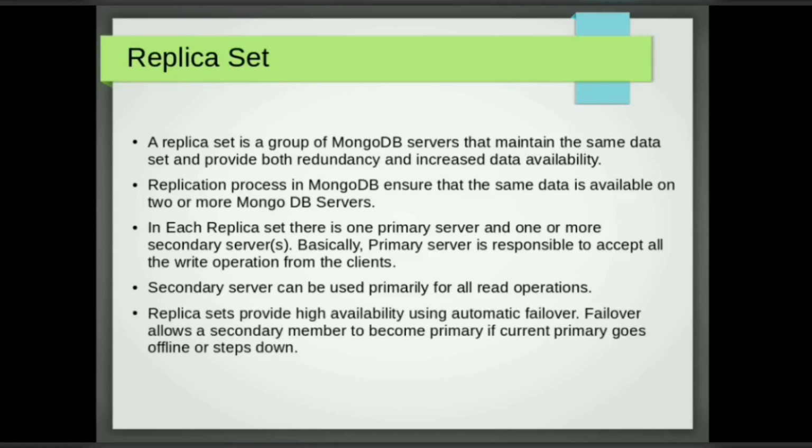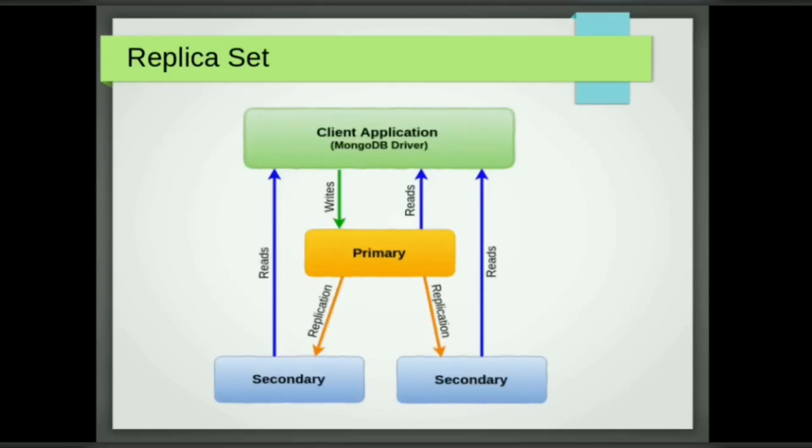Replica set provides high availability using automatic failover. Failover allows a secondary member to become a primary if the current primary goes offline or steps down. Here in this diagram, you can see the representation of a replica set. Here we have one primary and two secondary nodes, and all of them are part of a single replica set. Basically, the primary node is responsible for all write operations and the changes are then replicated to the secondary nodes. However, you can use primary as well as secondary for read operations.